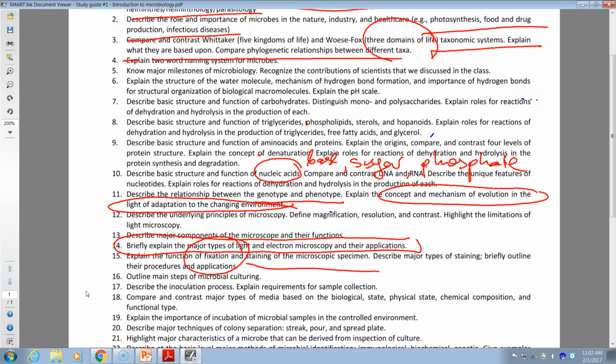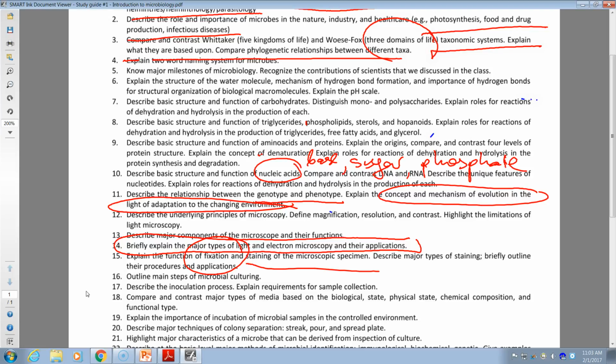Major types of staining: simple versus differential. Know the difference, okay? In simple, positive, negative. Staining of the specimen versus staining of the cell versus staining of the background. Differential, the ones that we talked about: gram, acid fast, endospore, capsule, flagellar. 5 types. Did I make myself pretty clear on that?